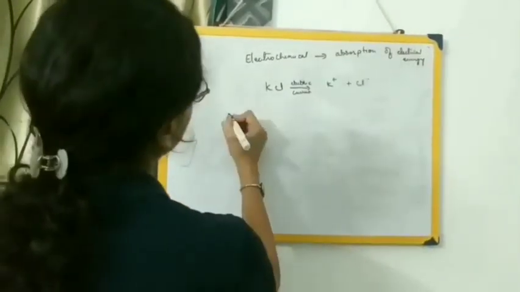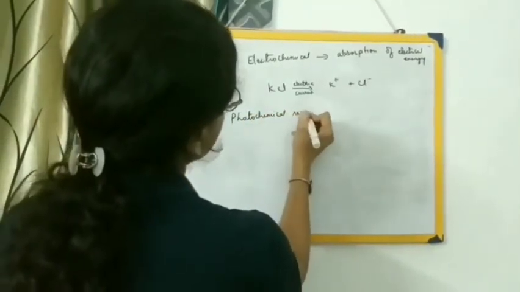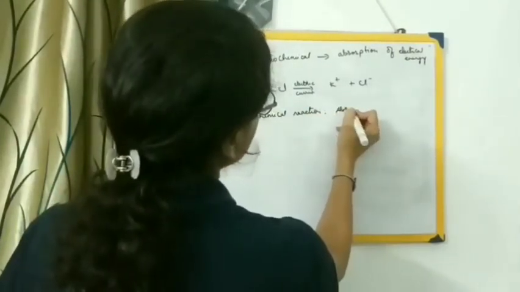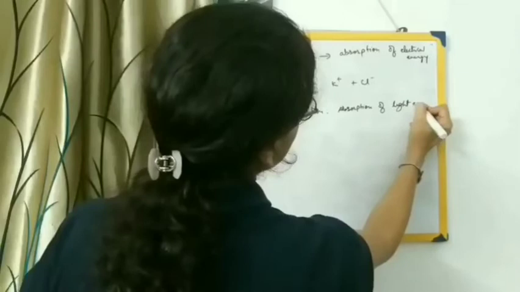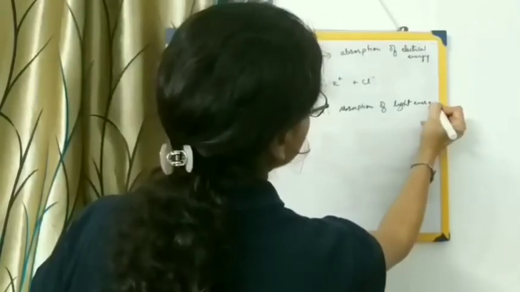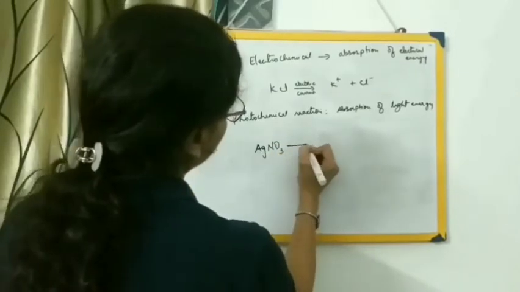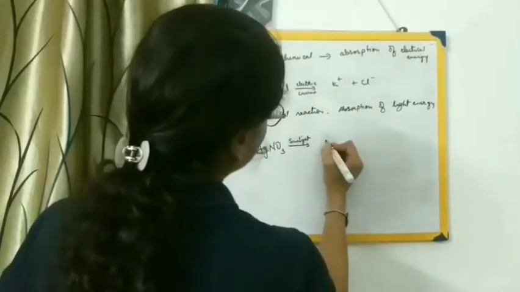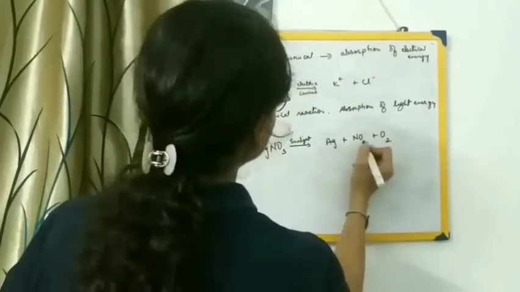Next we have the photochemical reaction. So photochemical reaction, obviously, what is it? It takes place by absorption of light energy. Let us have at least one example from this. Here there is silver nitrate. Yesterday also I gave you this example. Silver nitrate, when it is exposed to sunlight, what happens? It breaks up, forming Ag plus NO2 plus O2, that is silver plus nitrogen dioxide plus oxygen.